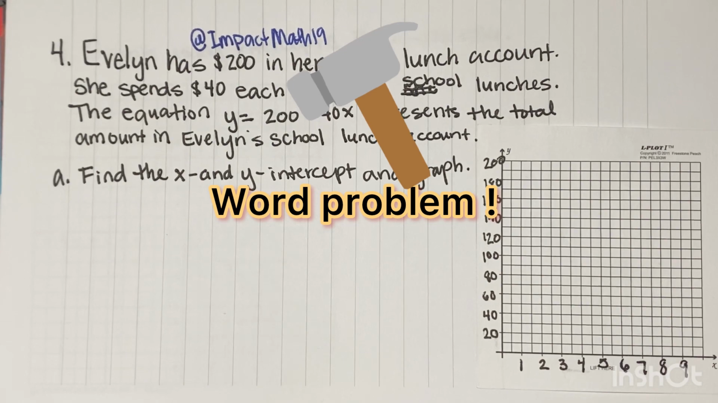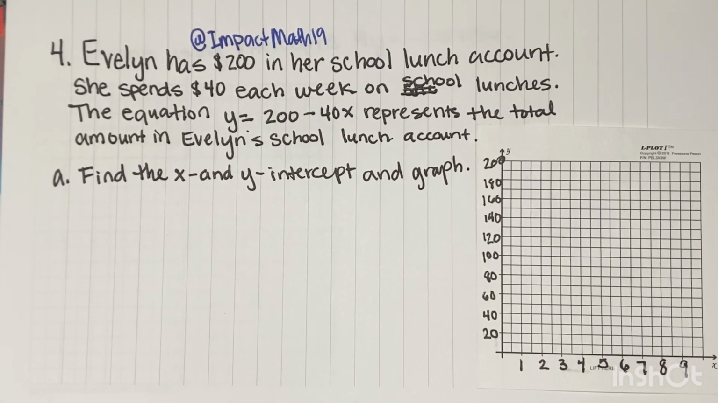Evelyn has $200 in her school lunch account. She spends $40 each week on school lunches. The equation y equals 200 minus 40x represents the total amount in Evelyn's school lunch account.